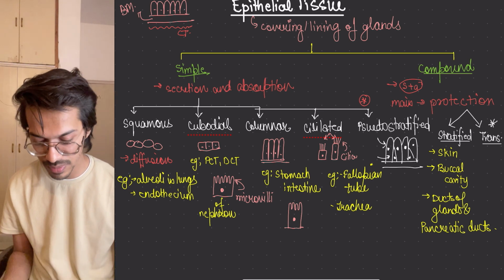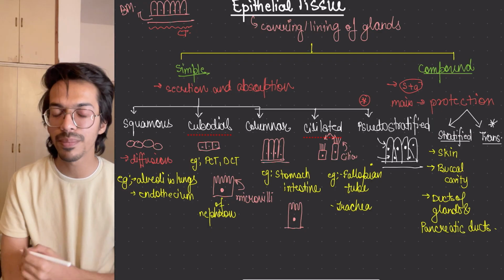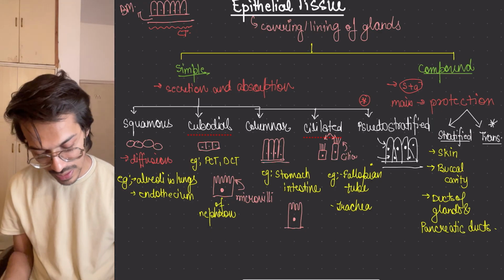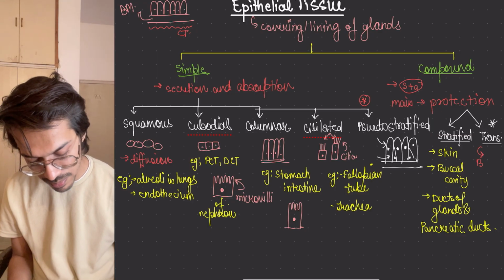Moving on, transitional epithelium, which is not given in NCERT, but it is a compound epithelium. What is special about it? In this epithelium, the basement membrane is absent.